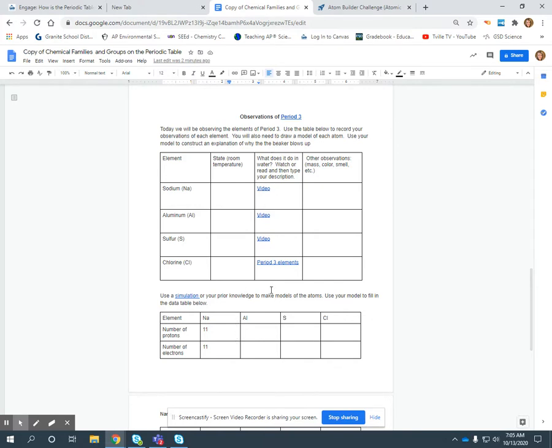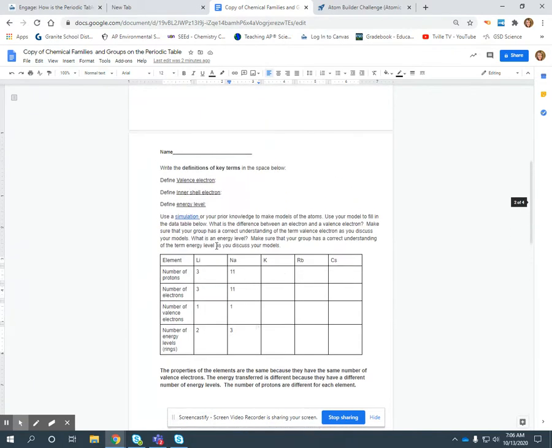In the second column, you are going to look at the videos that are hyperlinked on this Google Doc, and you're going to type your description right below the hyperlink in this same box. So type your answers, what you see in the videos, right here in this same space when you're describing the properties of these elements, okay? Notice that this is a period. These are all period 3 elements. In other words, they're all in the same horizontal row on our periodic table.